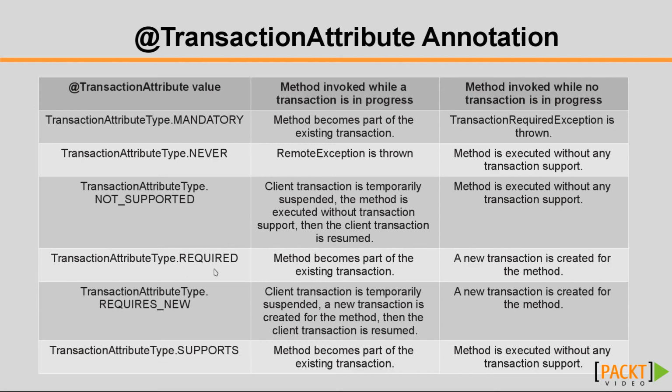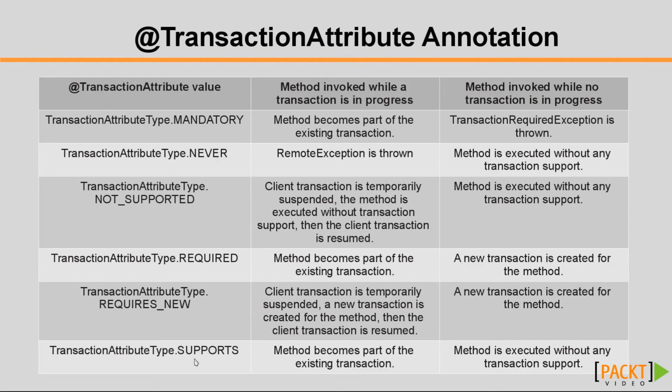Okay, the next value that we can use is required. In this case, if a transaction is in progress, then the method becomes part of the existing transaction. Otherwise, a new transaction is created for our method. We can say that our method requires a new transaction. So in this case, if a transaction is already in progress, that transaction is temporarily suspended. A new transaction is created for our method. Then after our method finishes, the original transaction resumes.